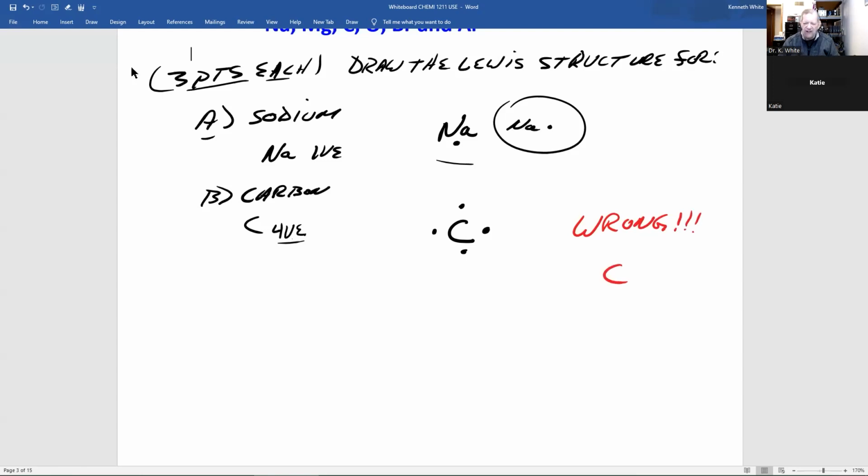You never double up until each side has 1 valence electron. So if I were to do this, this is wrong. Why? Because I have two valence electrons doubled up, and I still have room to put a dot, a valence electron, on each side. You put one on each side before you double up.